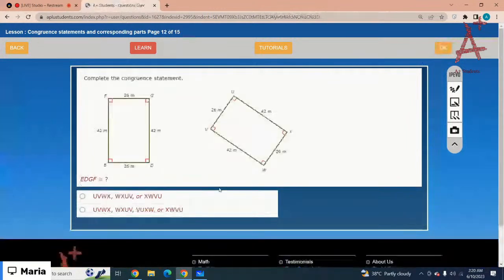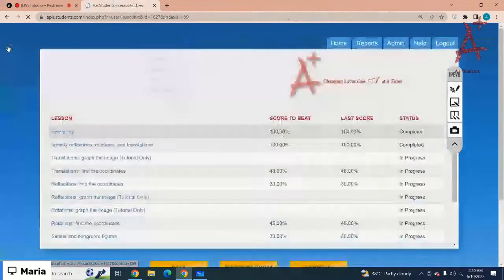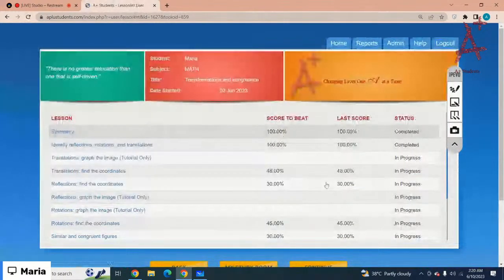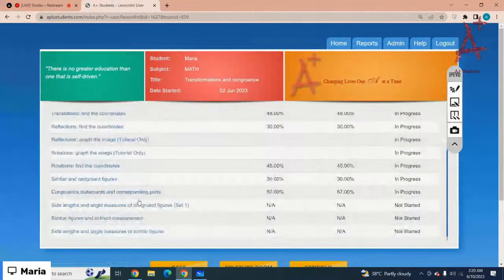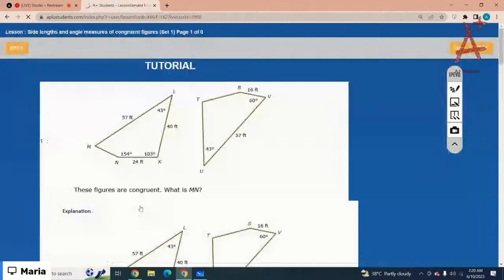Okay, you can complete the test by yourself later today. Let me just move on to the next lesson. And the next lesson is side length and angle measure of congruent figures. Let's just start with the first one.